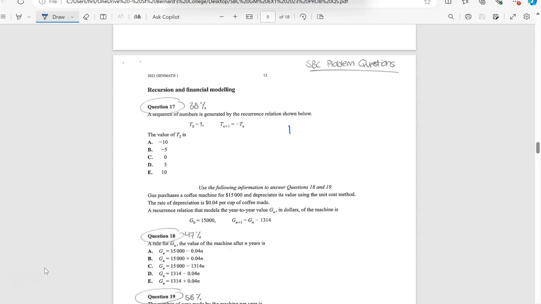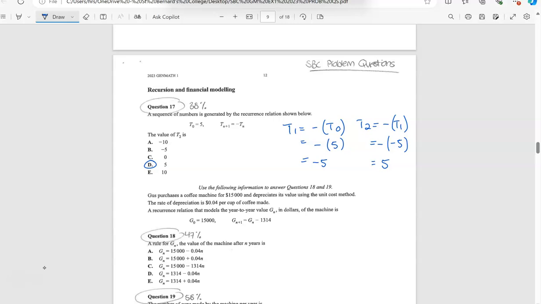Obviously, nerves get the better of you, but just follow the example. If you look at it, T1, according to the rule, must be negative T0. So if T0 is 5, T1 is negative 5. Then if you're doing T2, T2 is negative T1. So T2 would be negative, negative 5. What does a negative and a negative make? A positive. So it ends up being 5.